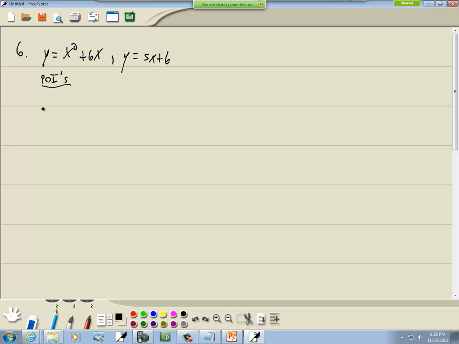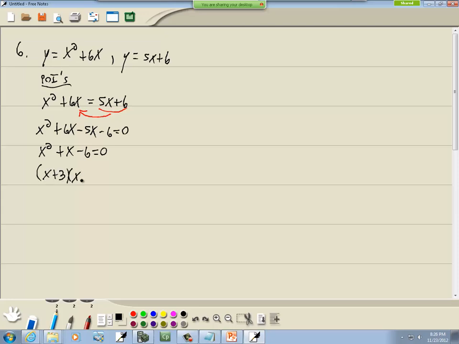So we got x squared plus 6x equals 5x plus 6. Well, we've got a quadratic, so we want to get everything over one side and 0 on the other. So I'll take 5x plus 6, move them both to the left side, changing their sign as we do. So we've got x squared plus 6x minus 5x minus 6 equals 0, which gives us x squared, 6x minus 5x is x, minus 6 equal to 0. And this factors as x plus 3 times x minus 2.